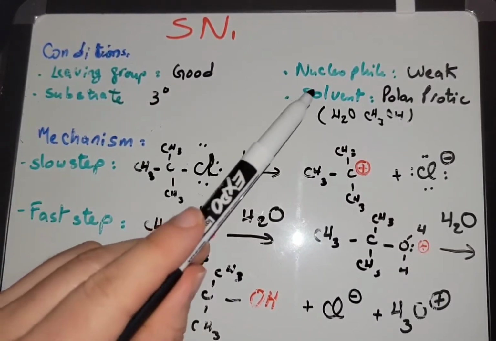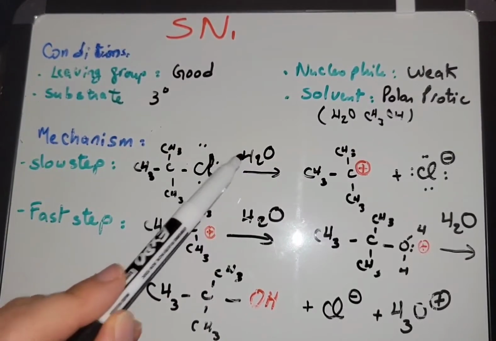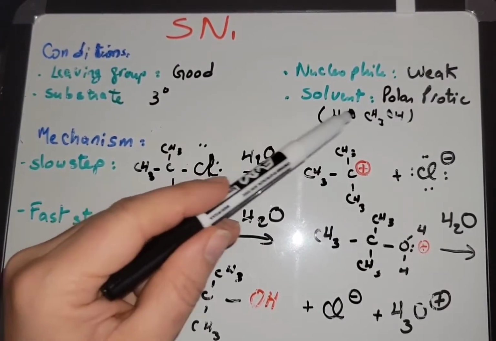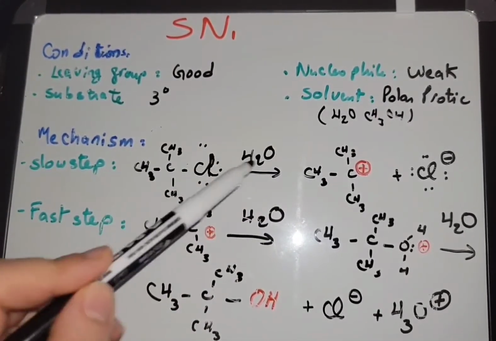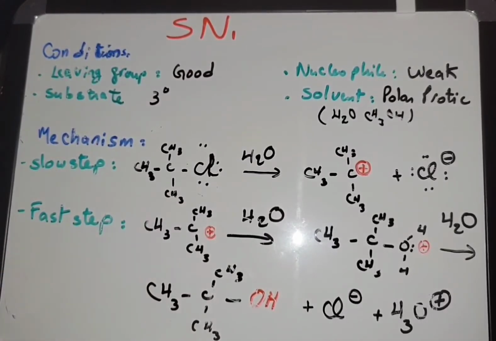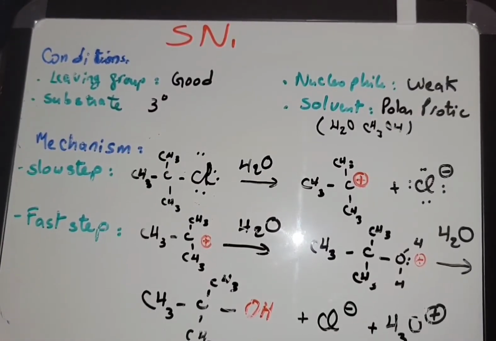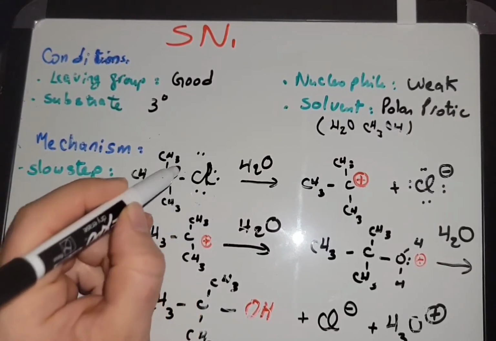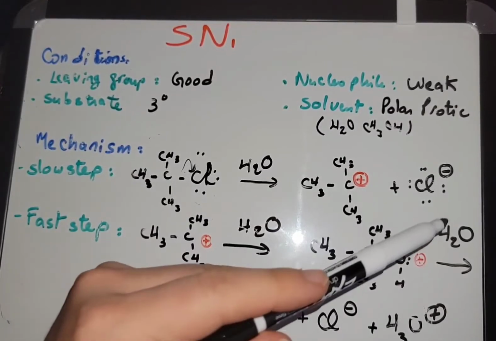Then we have the nucleophile, which is weak. Recall, H2O is a very weak nucleophile. And the solvent, which is polar protic. Usually it's not mentioned here, but it's water anyway. So if it's water, we won't mention it twice. So we are good for an SN1 reaction. Let's start by working on the mechanism. Here we have the first step, in which the leaving group leaves. The chlorine atom will leave, and here it is.